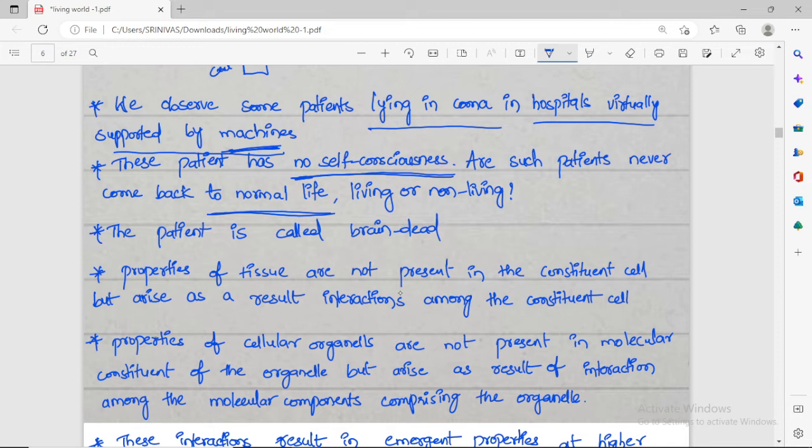Are they living or non-living beings? They are not non-living beings, and not living beings either. The patients are called brain dead patients. They are lying in a coma only. They are not dead, but they are in a coma, supported by machines. These patients are called brain dead patients. Okay.